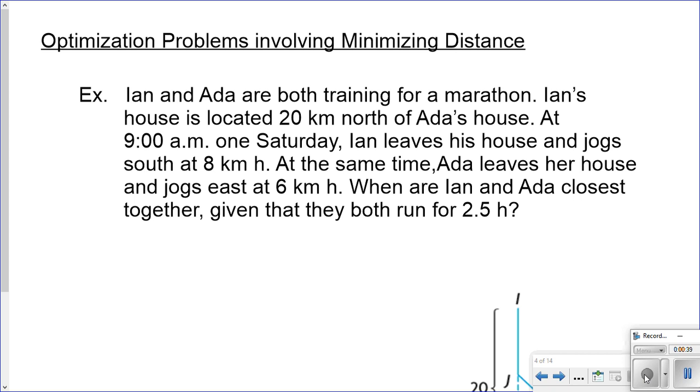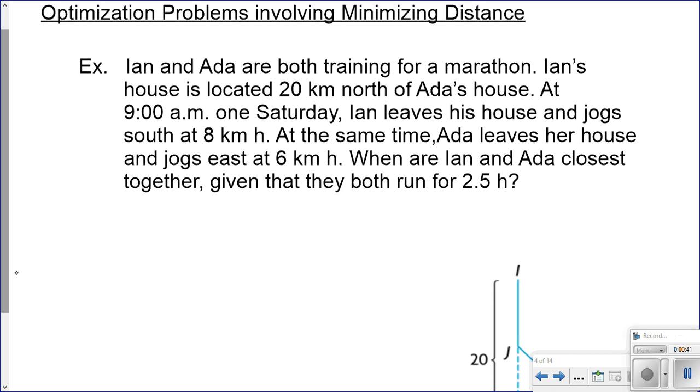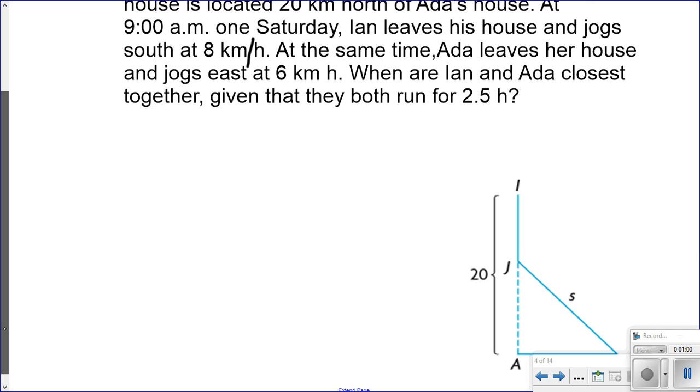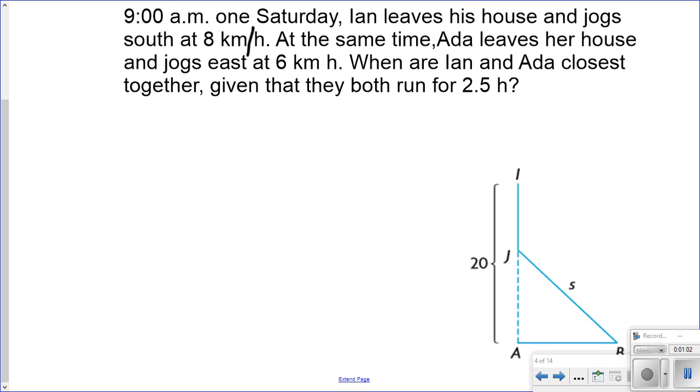Okay, so in the following situation, I just want to do a couple of corrections here first. Ian and Ada are both training for a marathon. Ian's house is located 20 kilometers north of Ada's house. At 9 a.m. one Saturday, Ian leaves his house and jogs south at a speed of 8 kilometers per hour. Now this is down on the diagram. Good thing the diagram's given to us. This diagram is shown down here.